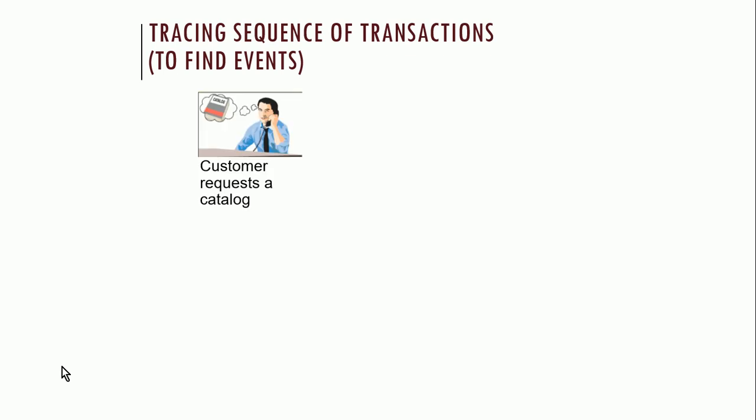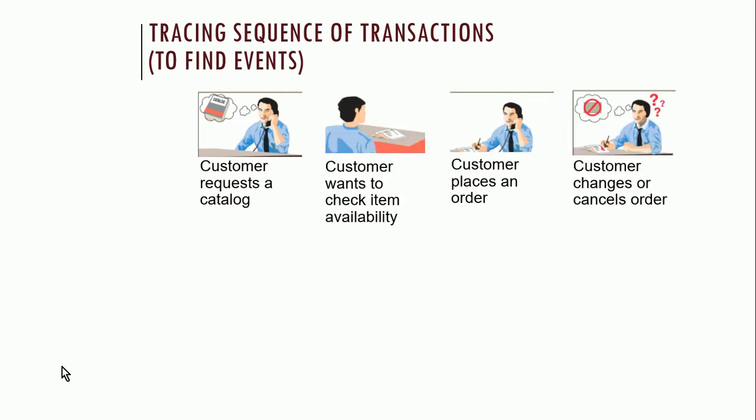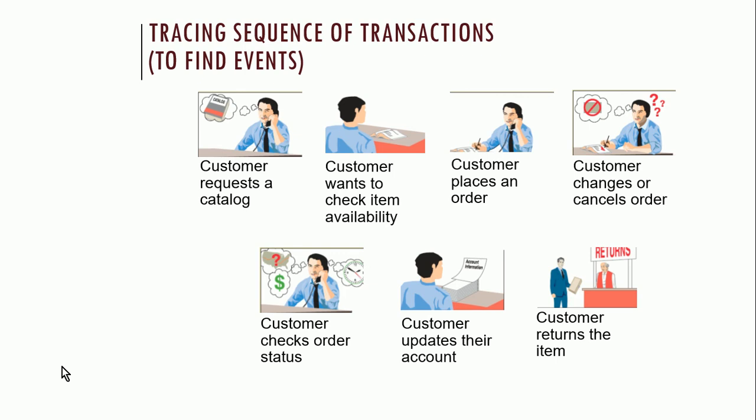As far as temporal events, and really any other types of events, another way to look at events is looking at a sequence of transactions to try to identify events. Like a customer might request a catalog, then they check if an item is available, then they place their order, then they change or cancel their order, they check their order status, they update their account, or they might return the item. And this would be looking at end-to-end workflow, right? So this is workflow analysis.